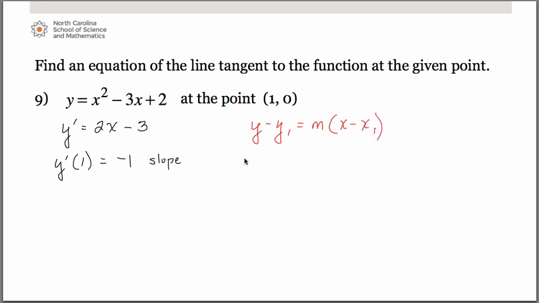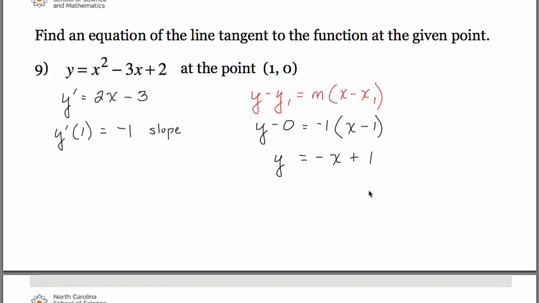So here we would have y minus 0 equals negative 1 times the quantity x minus 1. Y minus 0, of course, is y. You could easily distribute that negative 1 if you wish. So we have negative x plus 1, and that is the equation of the tangent to the curve at that specified point.